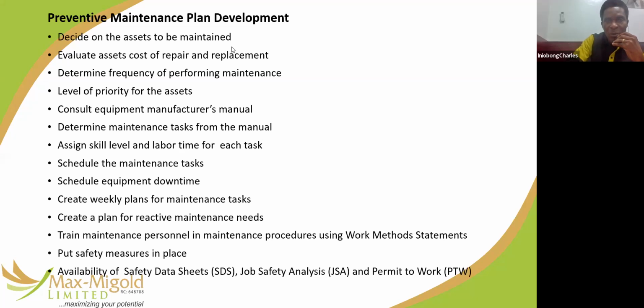Preventive maintenance plan development: how you develop preventive maintenance. You decide on the assets to be maintained. Every asset is maintained exclusively. You cannot maintain two assets the same way because their conditions are not the same. So first, you determine the condition of that asset before you begin to decide on the maintenance strategy to be used. Evaluate assets' costs of repair and replacement. Determine frequency of performing maintenance.